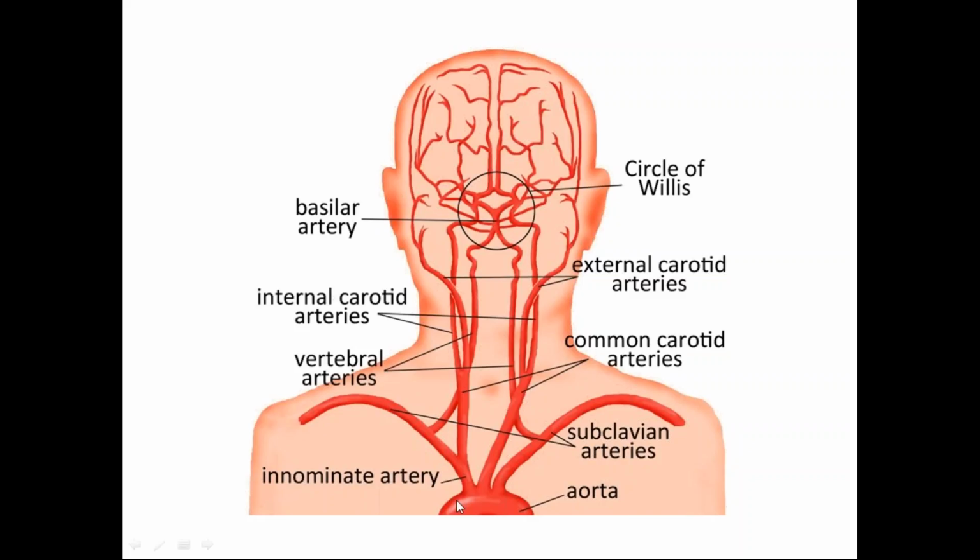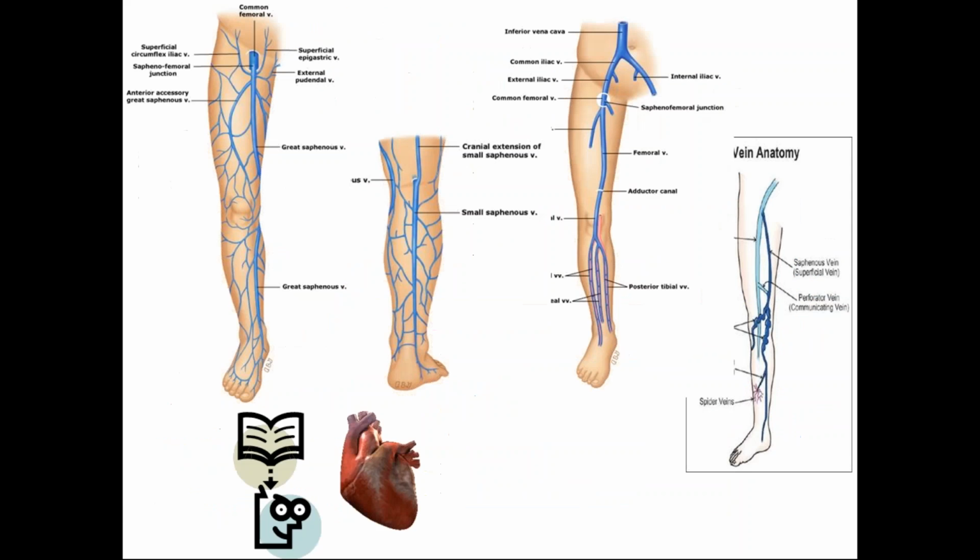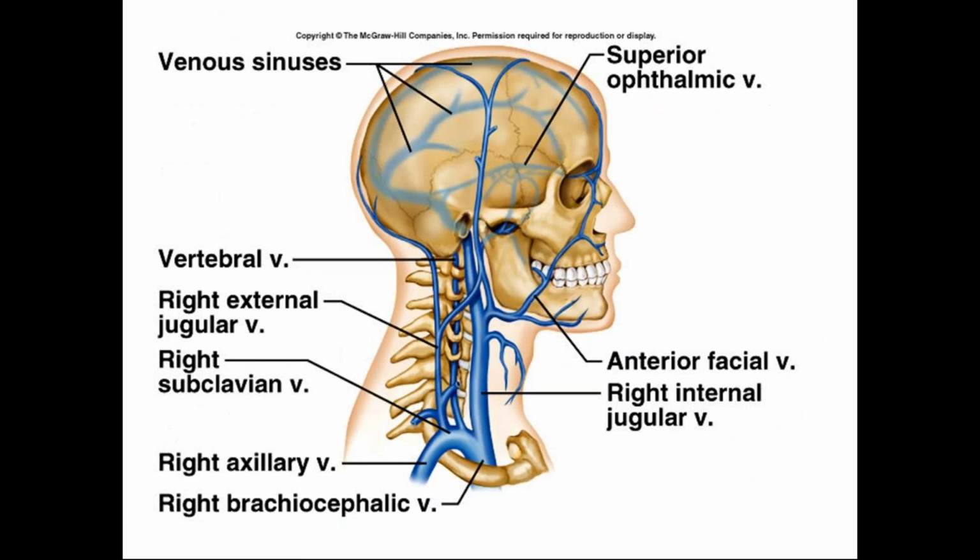So what is the first branch? If they ask you, what is the first branch of the arch of the aorta? You will say the brachiocephalic trunk. What is the second artery coming out from the arch of the aorta? The left common carotid artery. What is the third branch coming from the arch of the aorta? The left subclavian artery, sorry. Okay? Is that clear? Yeah, okay, that clears it up.